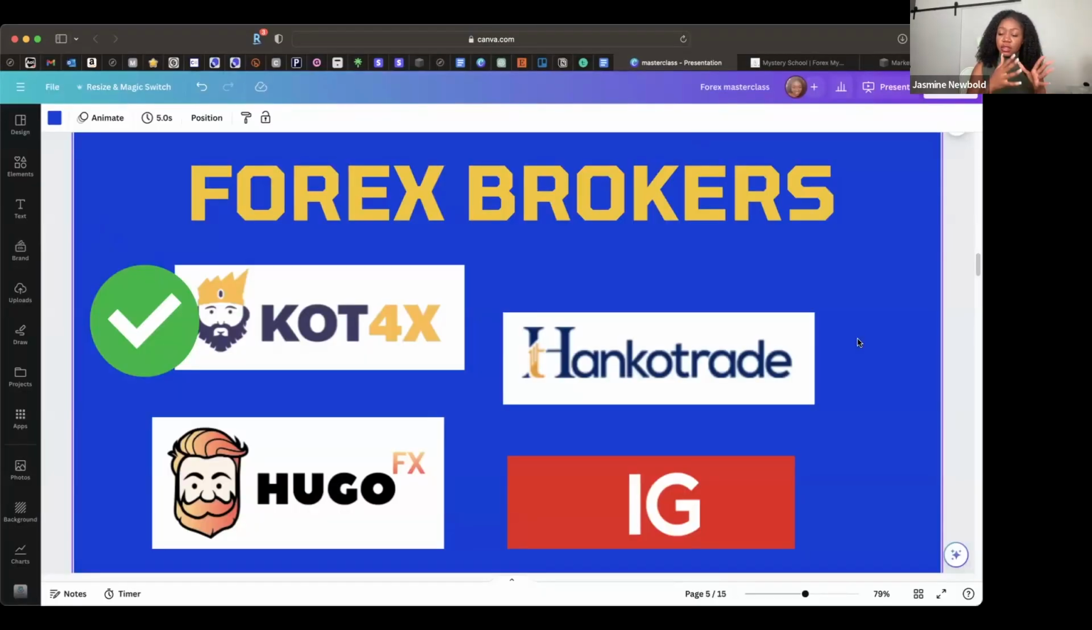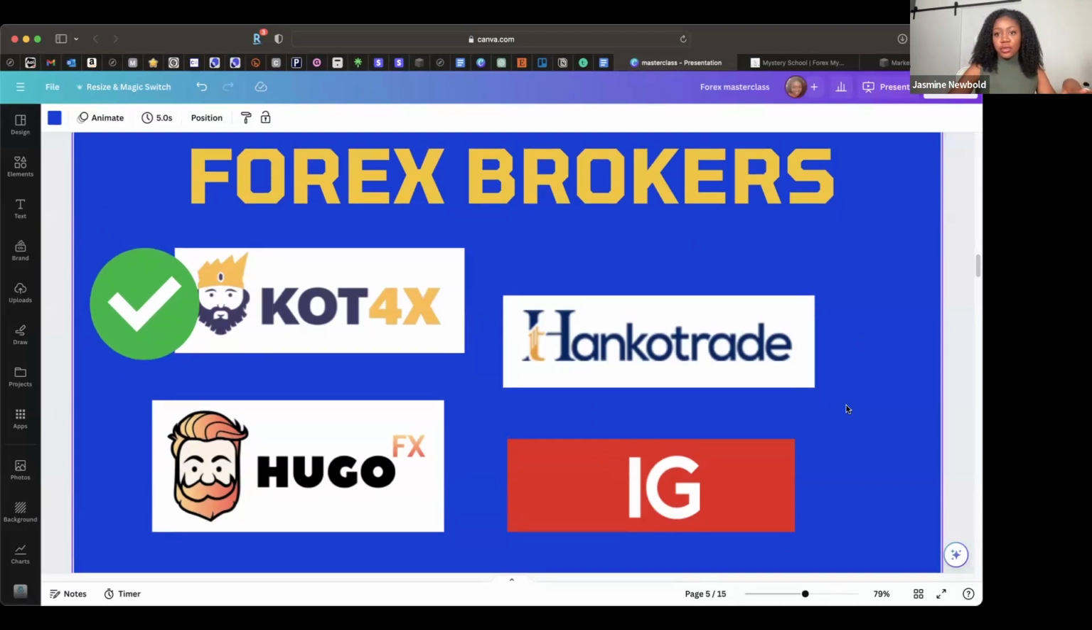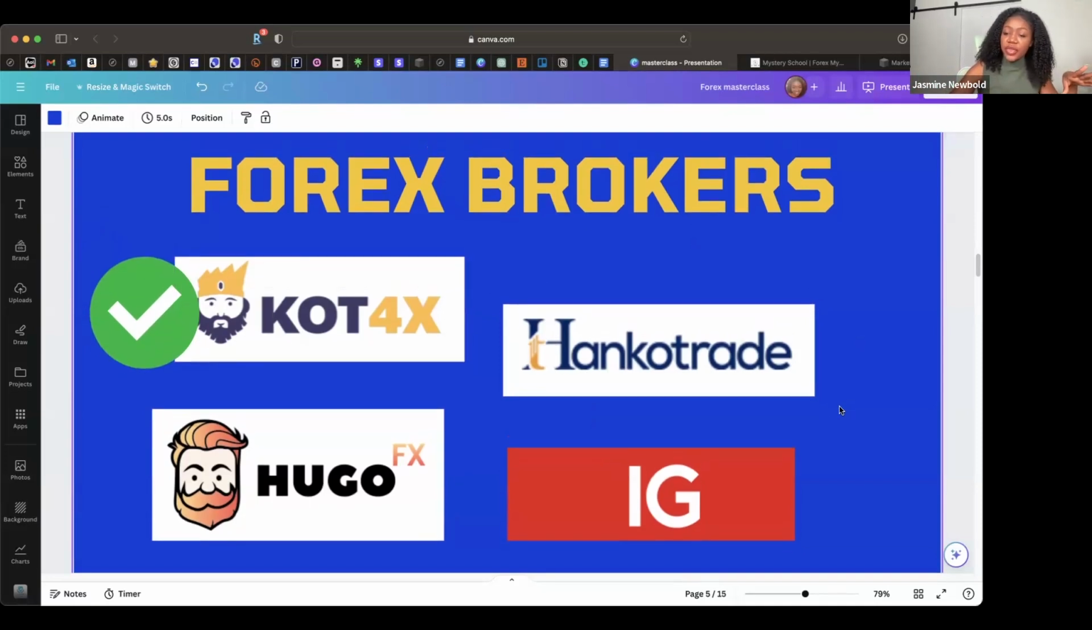The first step is figuring out how much money you need to trade. The second one is figuring out which broker you're going to use and transfer that money to. There's 4 on this page because these are the 4 that I am familiar with. I have only tried 2. I've only tried KOT4X and Henkel Trade. I've heard many, many good things, and I've seen Hugo's Way. People use Hugo's Way in real life, and people recommend Hugo's Way. And then I've seen people recommend IG Trade Broker in real life as well.